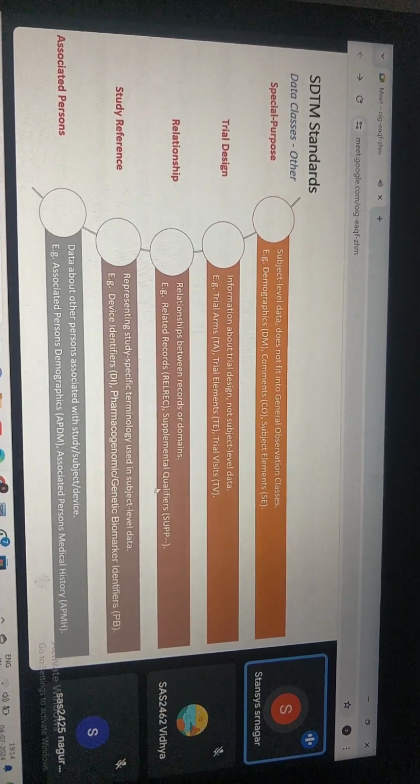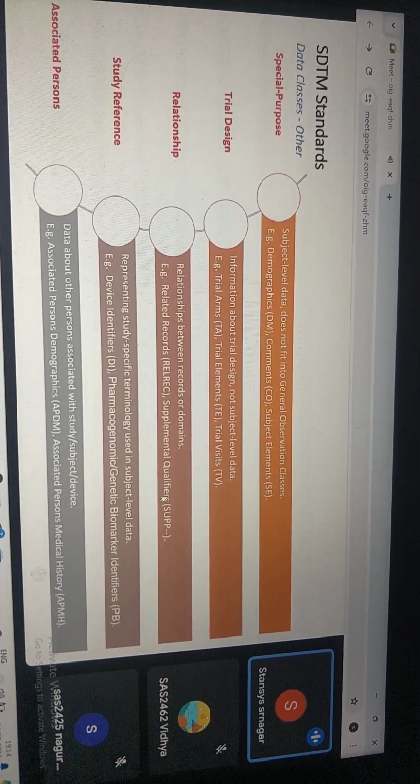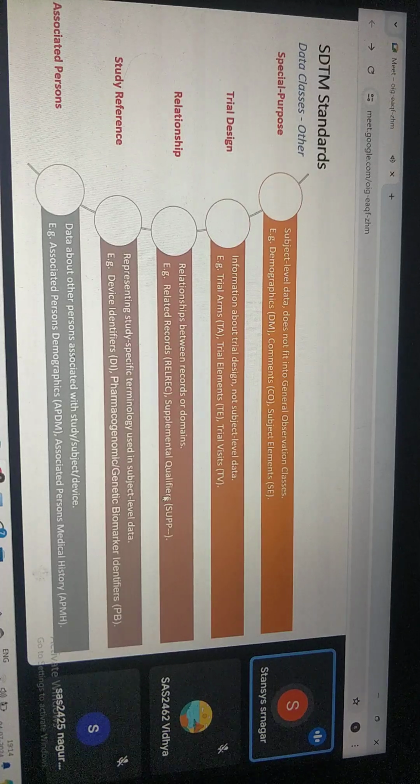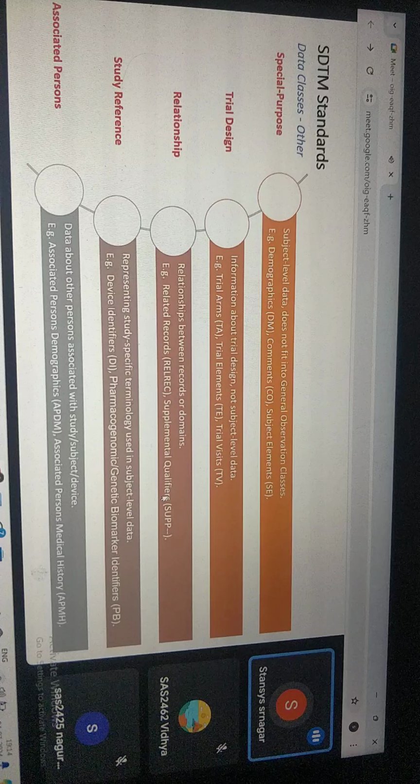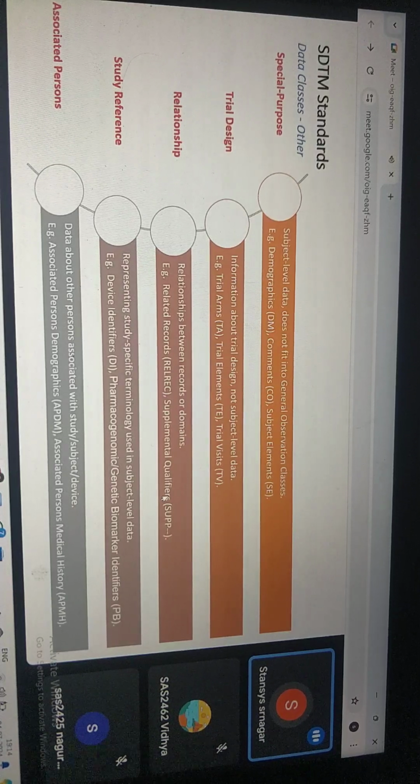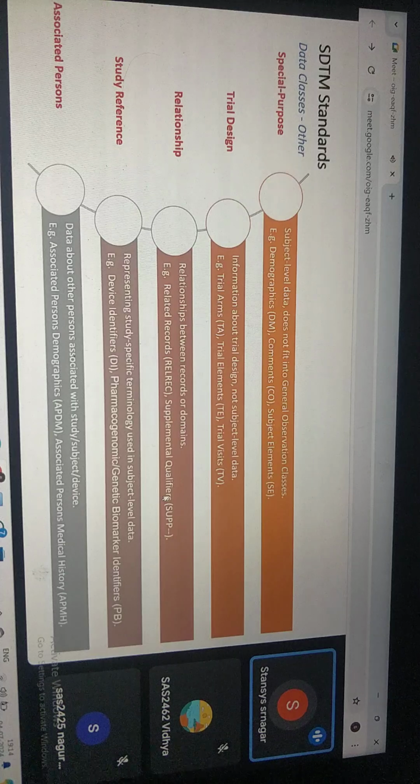Apart from this, the supplementary qualifiers. We can create them for each and every domain. For example, demographics, adverse event, exposure, concomitant medication, medical history. These are all individual domains, and for these domains we can create the supplementary qualifier domain as well. For example, for DM we can create SUPPDM, the supplementary qualifier of demographics. DM, SUPPDM, MH, SUPPMH, CM, SUPPCM, LB, SUPPLB, VS, SUPPVS.